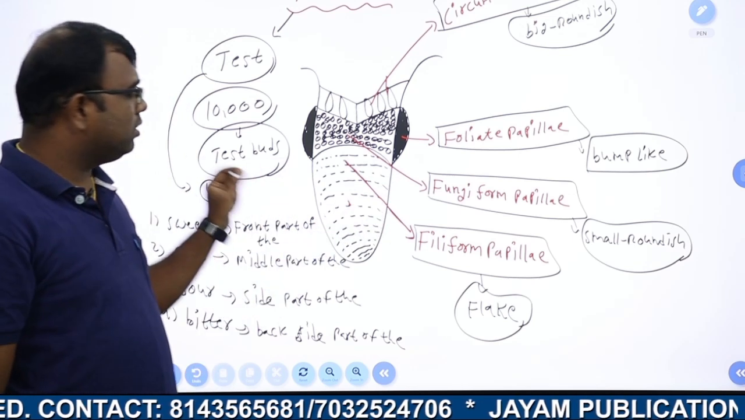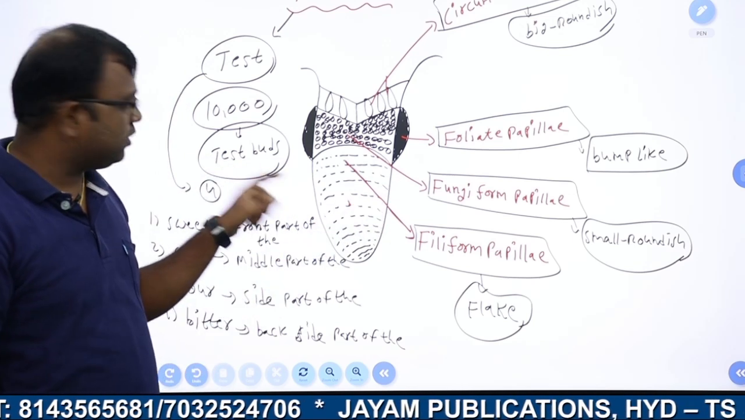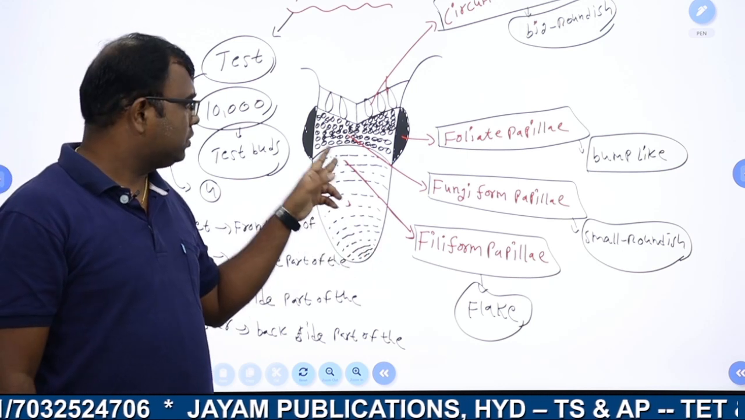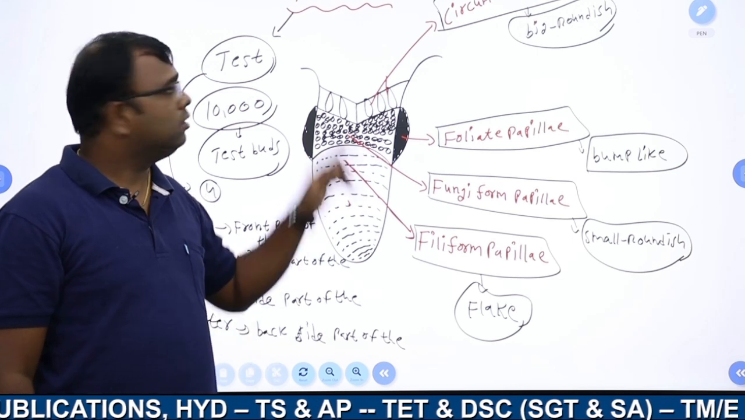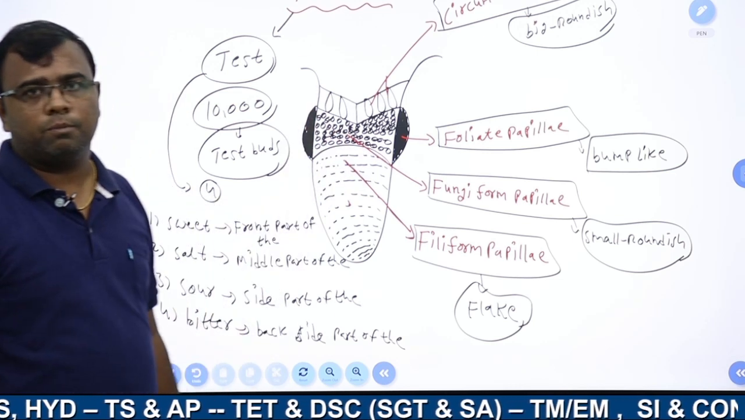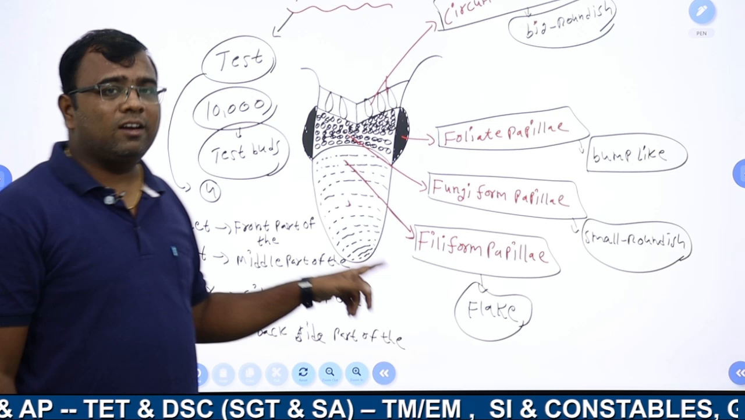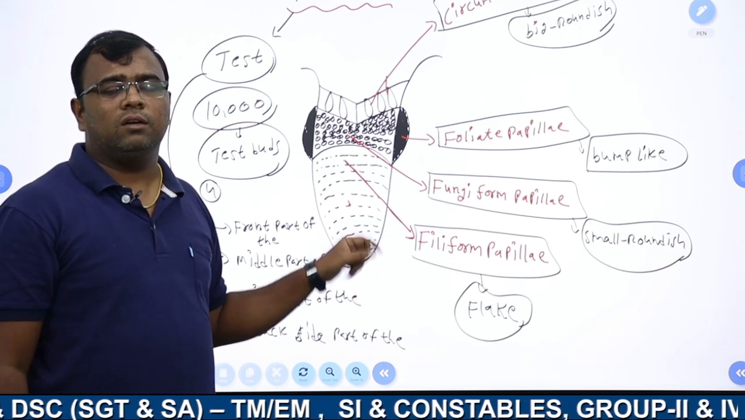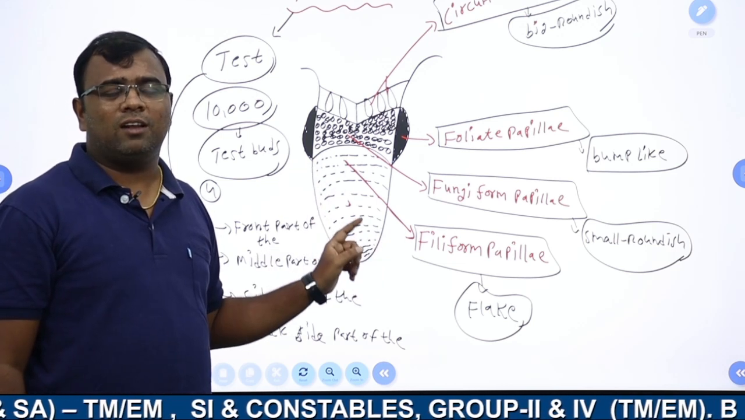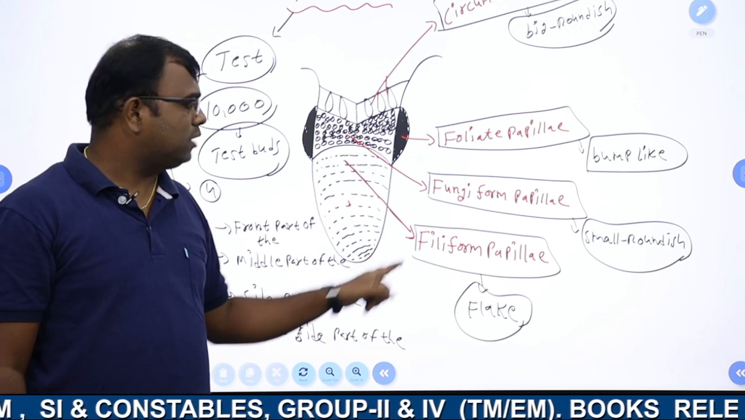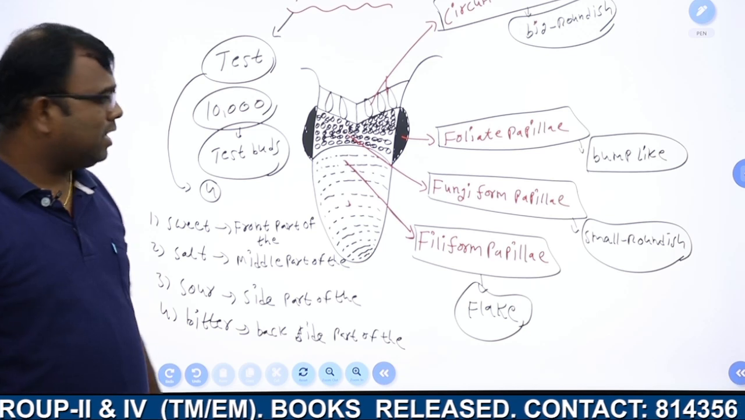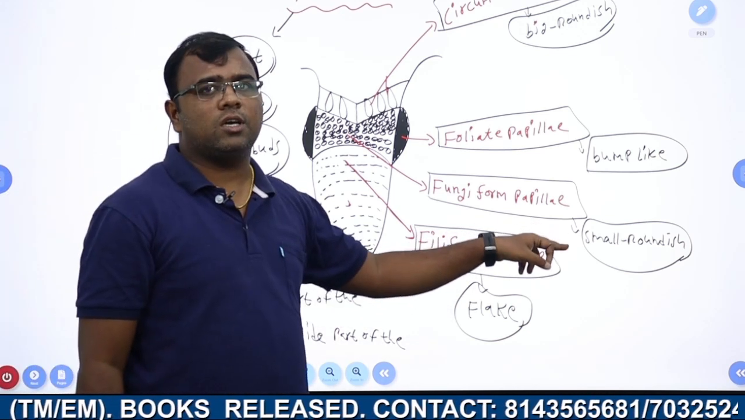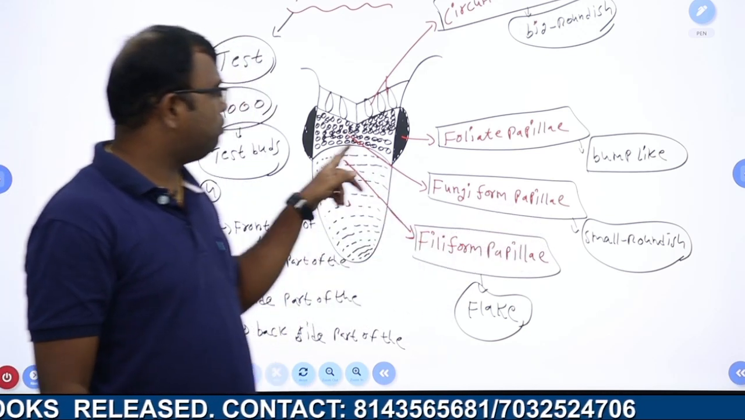The tongue is divided into 4 types. The first one, filiform papillae; the second one, fungiform papillae; the third one, foliate papillae; the fourth one, circumvallate papillae. The flake-like structure in a tongue, that is also called which part? Filiform papillae.